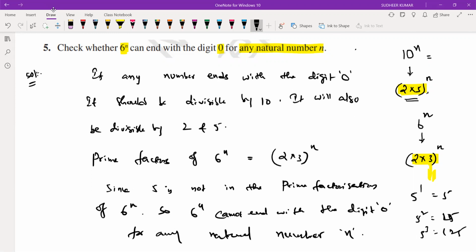Now tell me your doubt. Sir, here in the question 6 power n is given. Instead of that, is there a chance of asking 20 power n? Yes, why not. Suppose it is 20 power n. Can we write 20 as 2 into 2 into 5? So 2 into 2 means 2 square, into 5, whole power n.